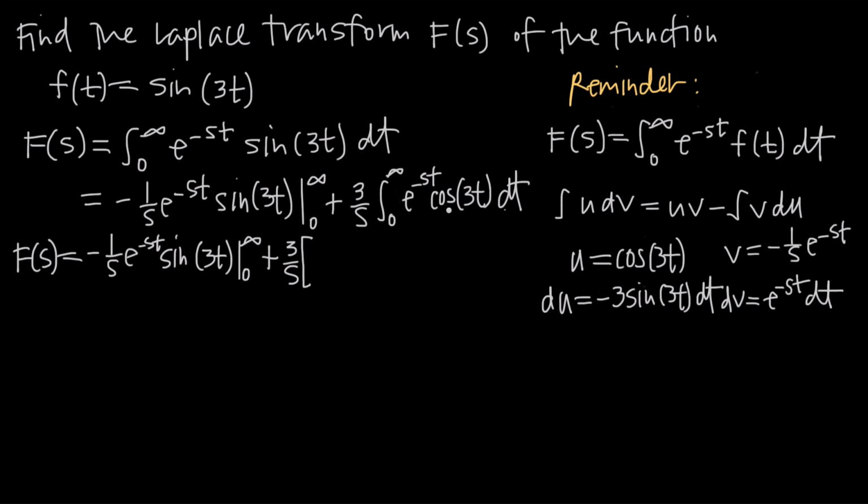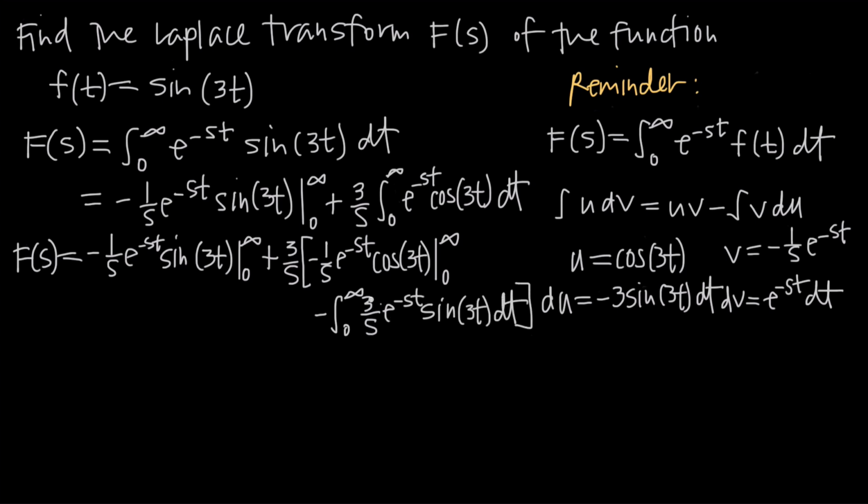So here we have u and v. What we're going to end up with is a negative 1 over s e to the negative st times cosine of 3t. That'll be evaluated over the same interval, 0 to infinity. Then according to our integration by parts formula, we're going to subtract the integral from 0 to infinity of v du. So when we multiply v and du, first of all, we're going to get these negative signs here to cancel. Those will become positive signs. We have this 3 times 1 over s, so we have 3 over s out in front, then e to the negative st, and then sine of 3t dt.